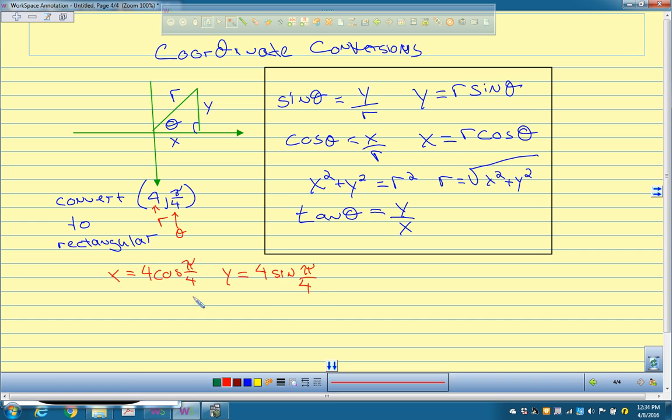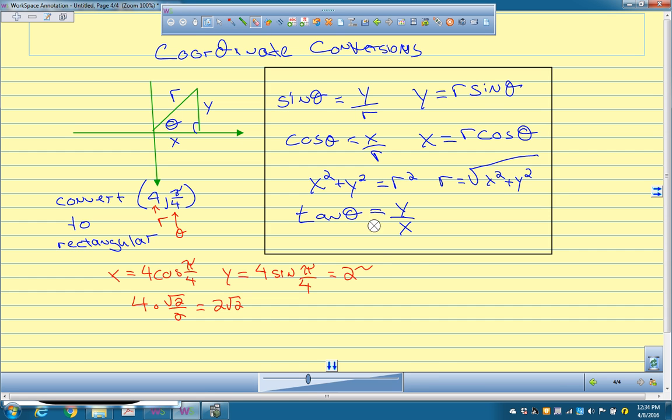Does anyone remember from first semester what is root of 2 over 2? So that's 4 times root of 2 over 2, which is equal to 2 root of 2. And this is also equal to 2 root of 2, right? 4 times root of 2 over 2, which comes out to be 2 root of 2, okay?